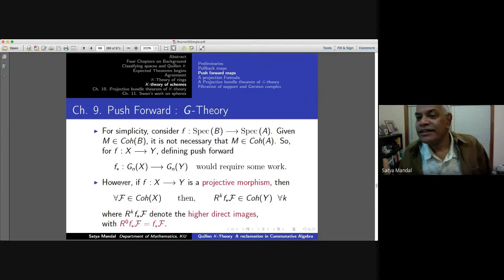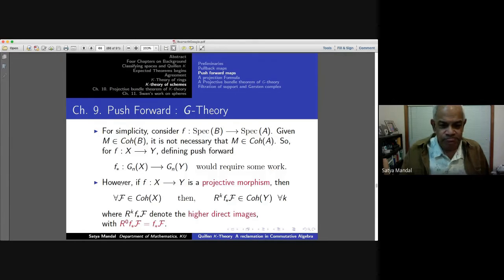Okay, push forward. Suppose you have a map from A to B of rings. Then a finitely generated module over B is not necessarily a finitely generated module over A. So it doesn't give you a functor from COH B to COH A. So those issues I have to resolve.